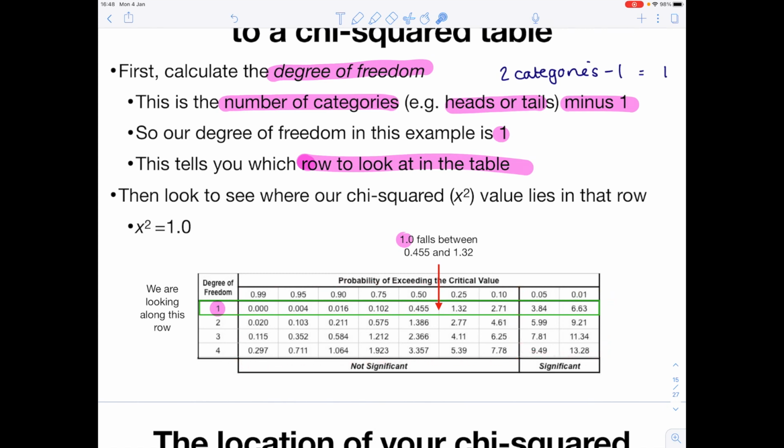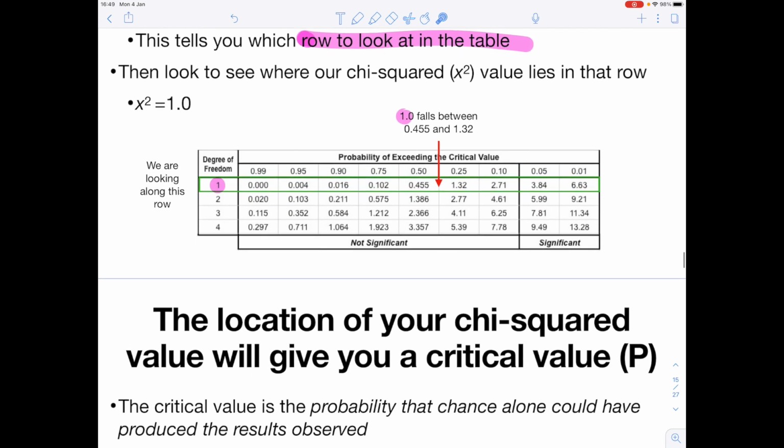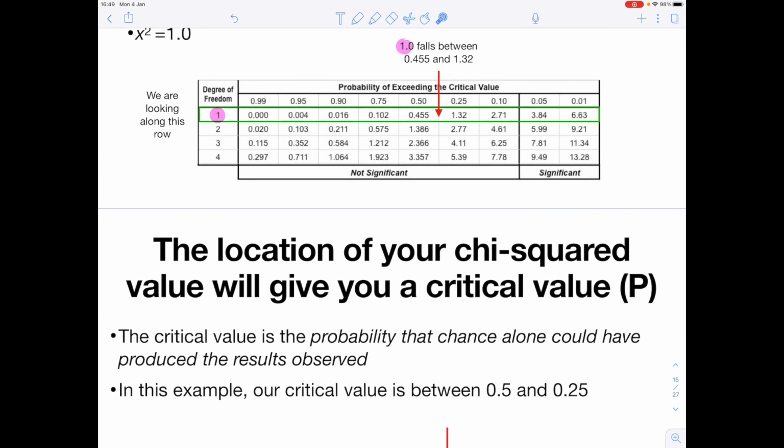Now notice if your calculated value falls into this larger box on the left hand side, we can see that our results are not statistically significant. If our calculated value had fallen into this box over here, then we would say that our results are statistically significant. So the location of your chi-squared value will give you a critical value known as P.